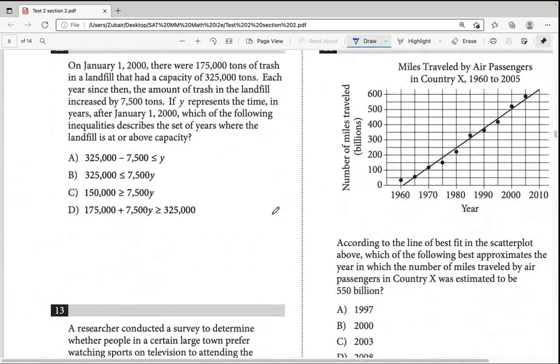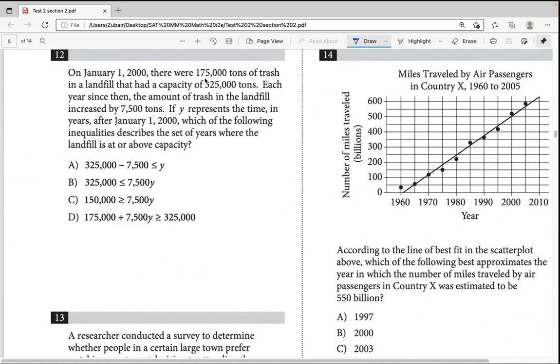Question number 12. In January 2000, there were 175,000 tons of trash in a landfill that had a capacity of 325,000 tons. Each year since then, the amount of trash in the landfill increases by 7,500 tons. 175,000 is already there, plus 7,500 increase each year. If y represents the time in years since January 1, 2000, which of the following inequalities describes the set of years where the landfill is at or about capacity? So we keep on increasing y, and this is the only one which shows the relationship. None of the others is incorporating 175,000.